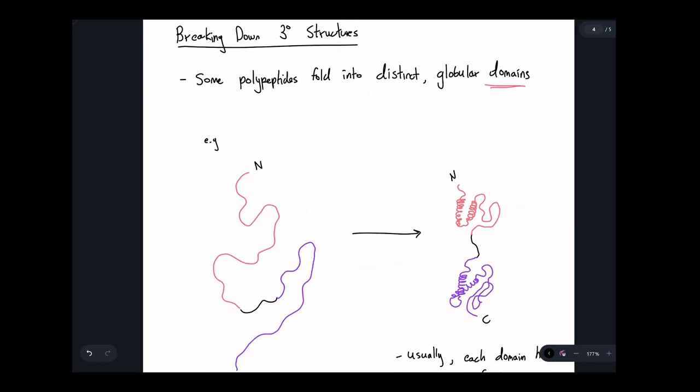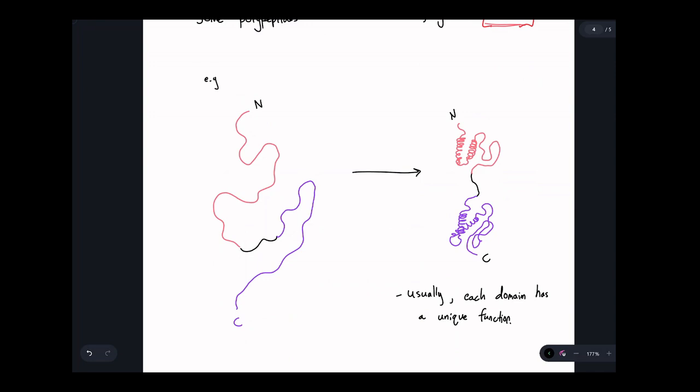So we call these domains of proteins. And here I've kind of shown an example of this. So we have the red part, so this is the primary sequence, and we're going right to tertiary. So we're kind of skipping secondary sequence. But you can see here that the red part kind of folds into its own little thing here. And then there's some sort of linker, some sort of black area, and then the purple side forms its own little domain. And usually each of these domains would have their own unique function.